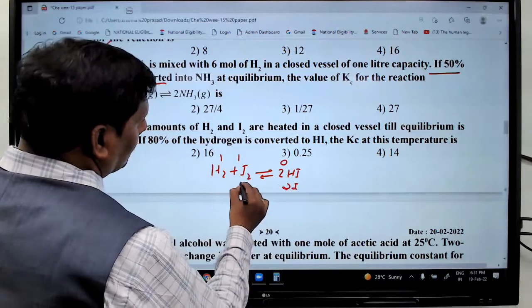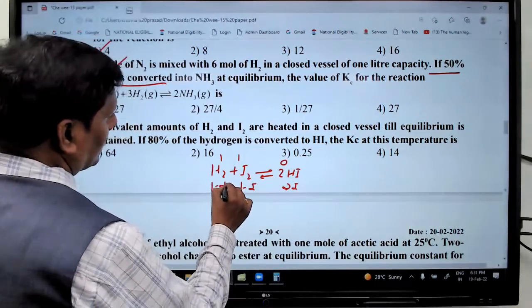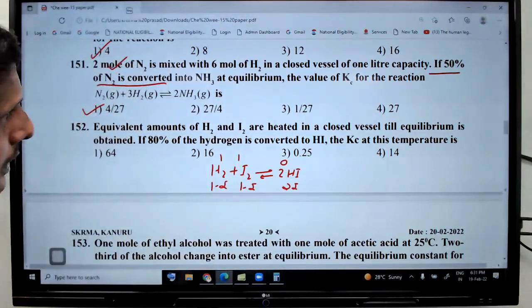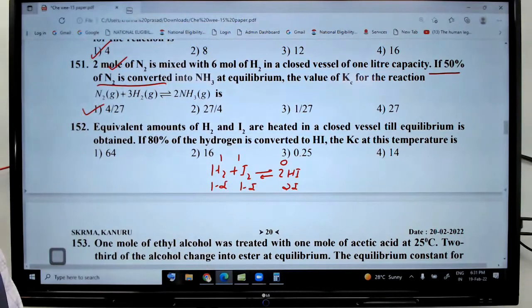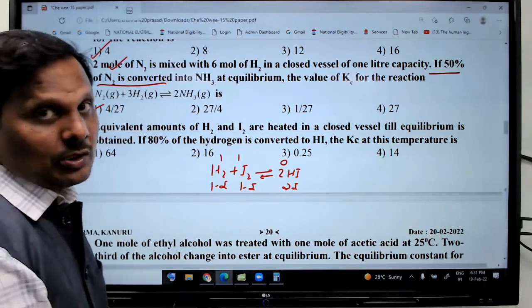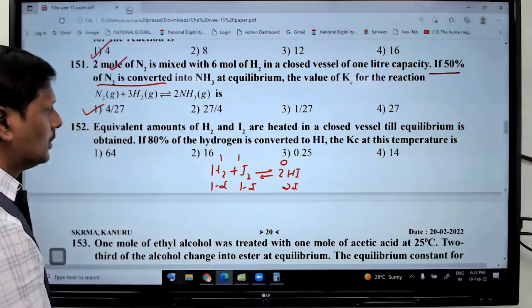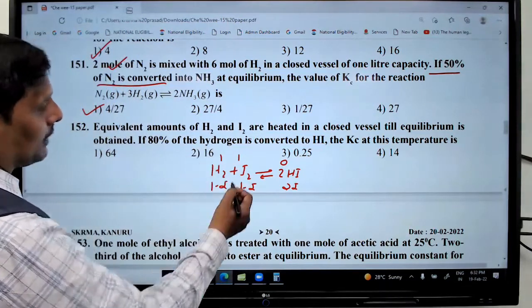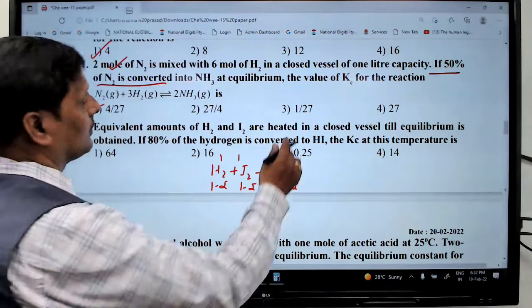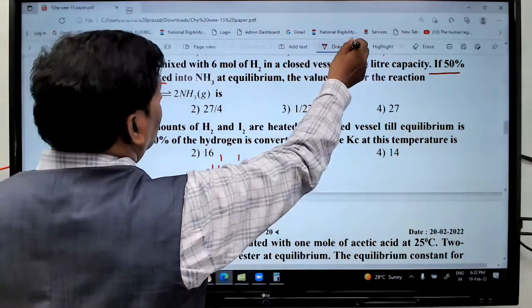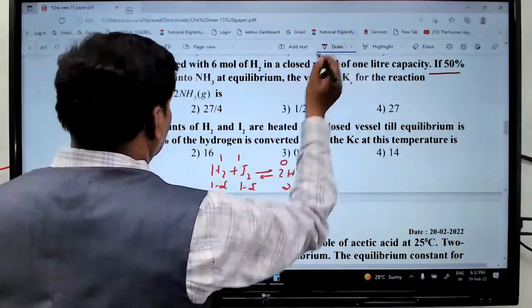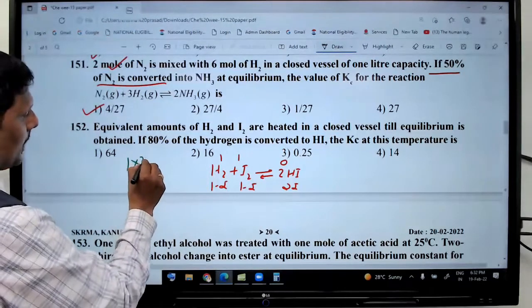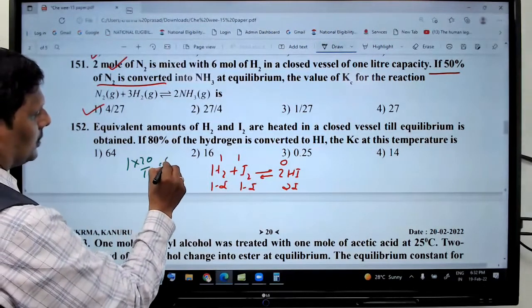अच्छा, 2 alpha, 1 minus alpha, 1 minus alpha. But given 80% of the hydrogen converted. अच्छा, 80% converted means how much remaining? अच्छा, 1 mole में 80% converted है. How much left over है? 20%. अच्छा, 1 mole में 20% कितना है? 1 mole में 20% है, which is equal to 0.2.